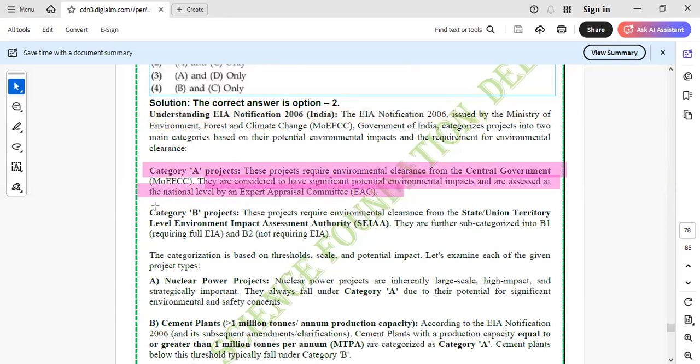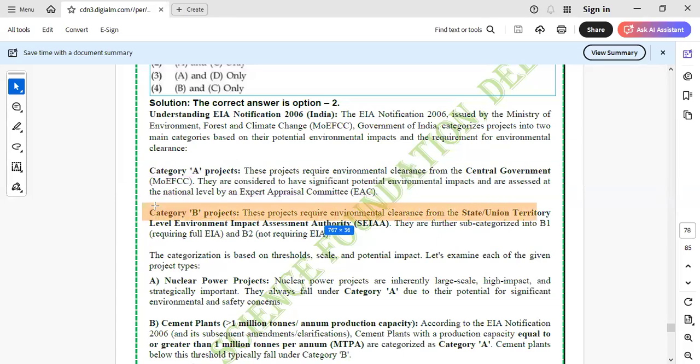Then we have the category B projects, right? These projects require environmental clearance from the state or union territory level Environmental Impact Assessment Authority, SEIAA. And they are further subcategorized into B1 and B2. So B1 requires full EIA, B2 not required.